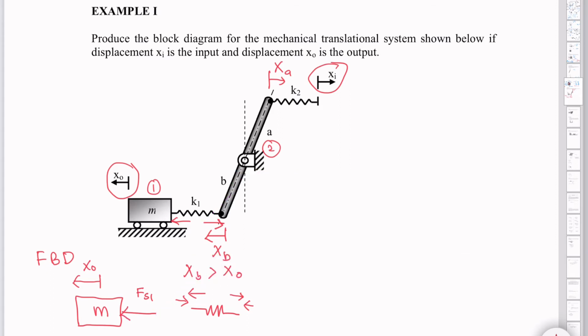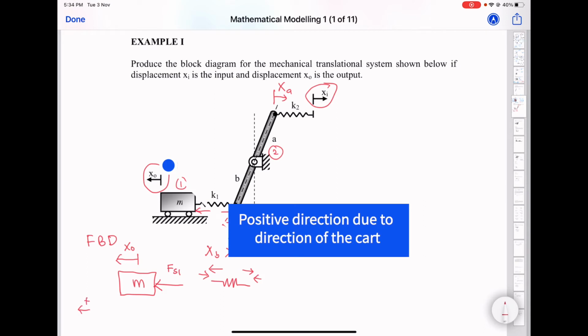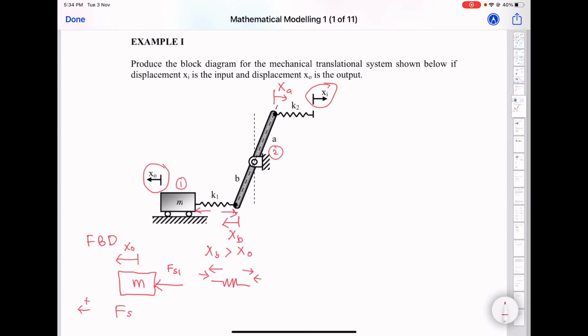So we can write the equation for the mass system. If here is positive, then we say that Fs1 is equal to m d square theta naught. The second element that we're going to analyze is the lever system.